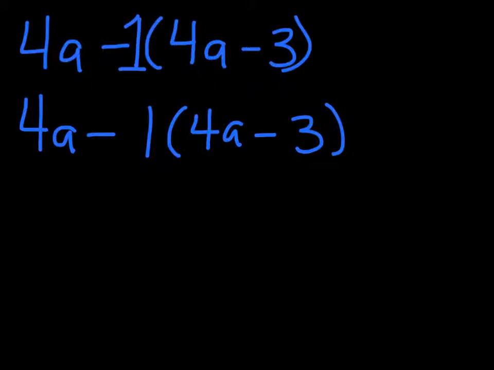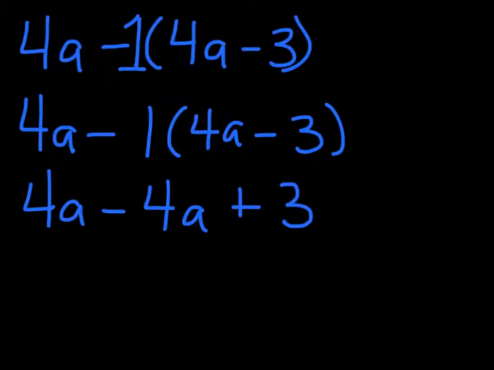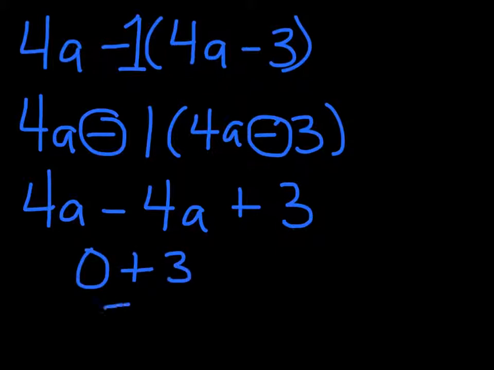Okay. Now we use distributive property, and we get 4a minus 4a plus 3. Why plus? Because we have a negative sign here and a negative sign here. So when we multiply those two numbers together, we get a positive result. 4a minus 4a equals 0 plus 3. So our simplified expression is simply 3.